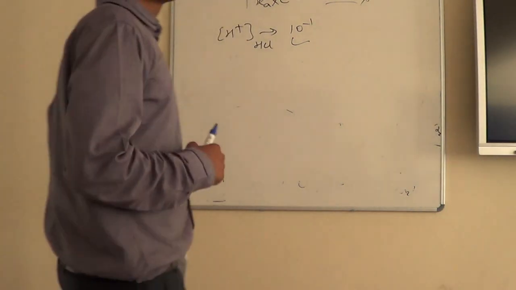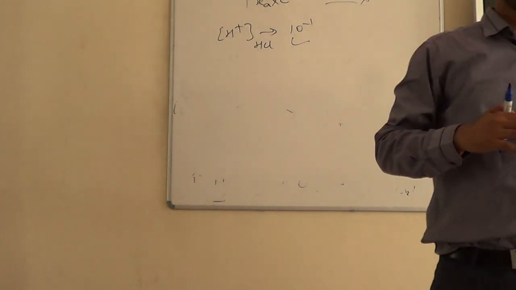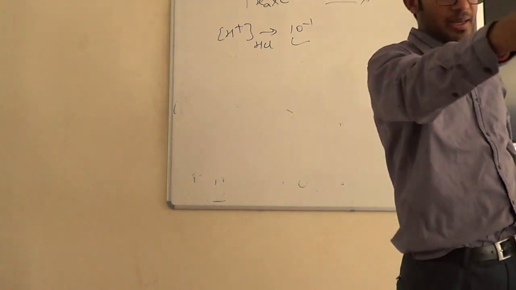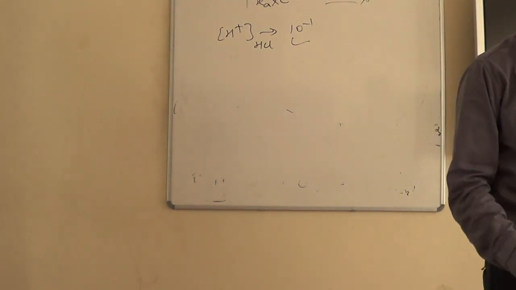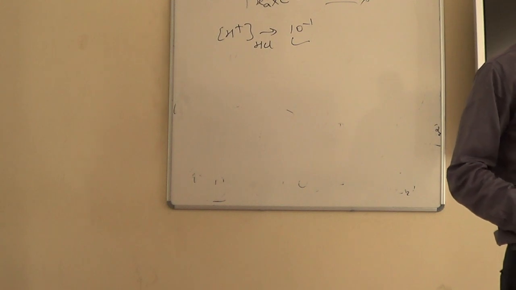How will you do it for water? Kw equals H plus into OH minus, and the H plus is 10 to the power minus 1, with OH minus from water only. Applying the same thing here, it is just Ka.